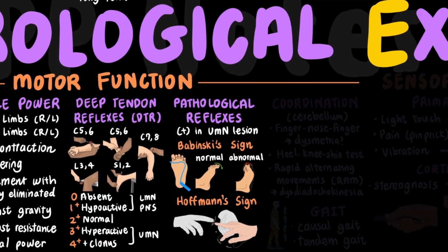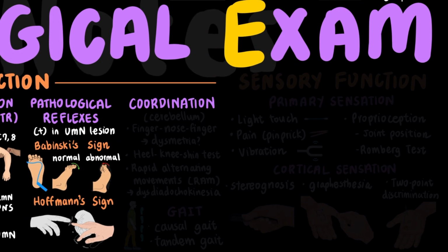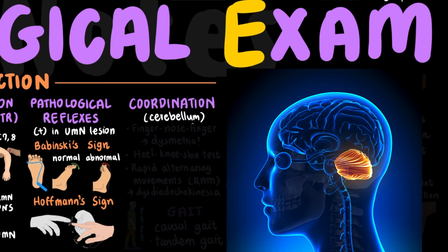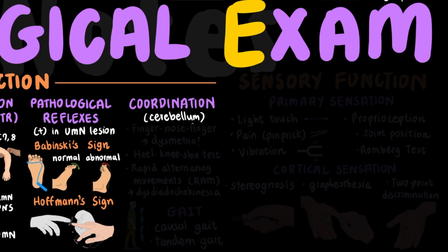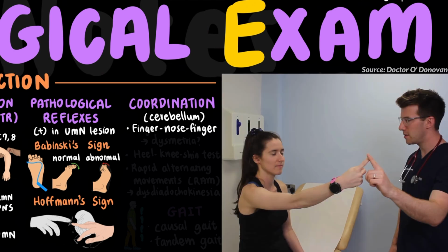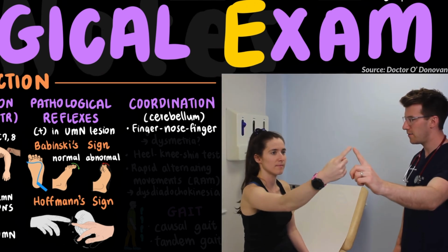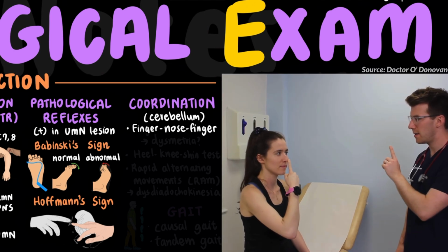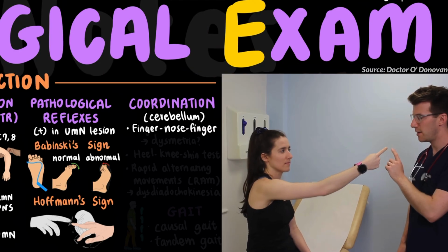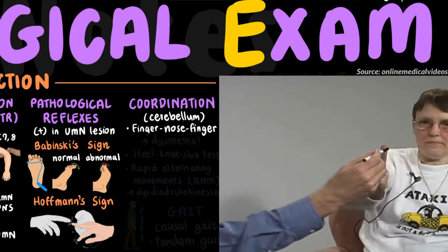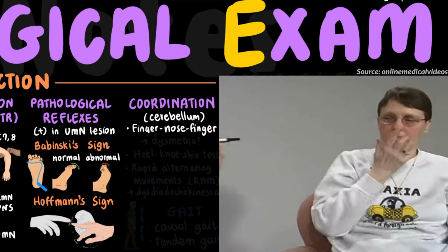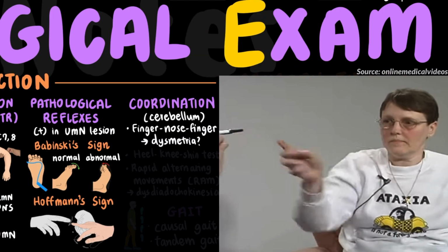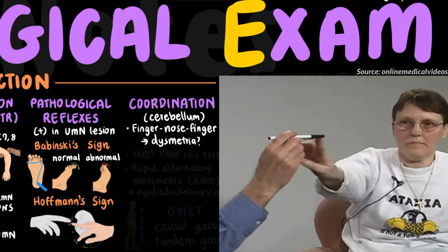Next, let's talk about coordination, which primarily tests cerebellar function, which is responsible for smooth, accurate, and coordinated movements. There are several standard tests we use. First is the finger-nose-finger test. Ask the patient to touch their own nose, then your finger, and repeat this back and forth. Move your finger around to different positions. If the patient overshoots or misses the target, we call that dysmetria, which suggests cerebellar dysfunction.